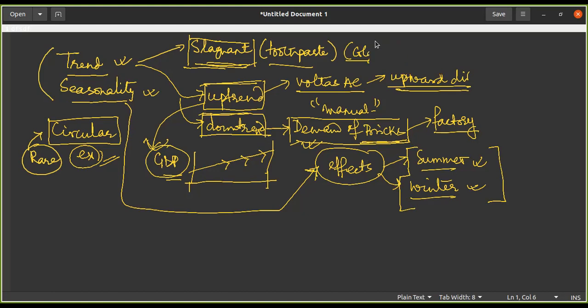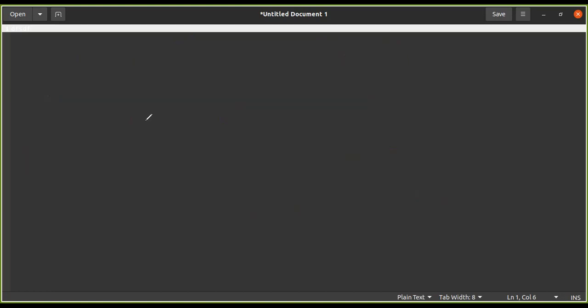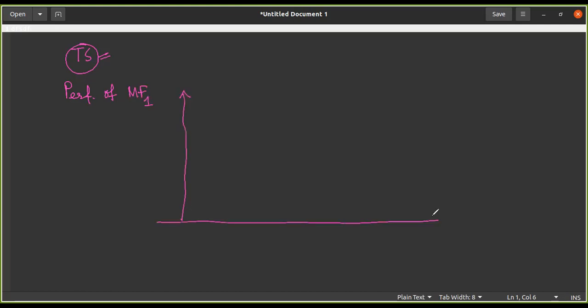Now keeping this in mind, these are the components which are the systematic components. But obviously the systematic components are not the only ones which will be there in the time series. For example, let's say I'm looking at the performance of any mutual fund, let's say mutual fund MF1, over a period of time.